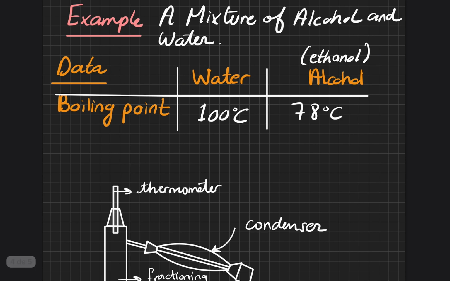I'm going to use an example. This example is a mixture of alcohol and water. So we have a mixture of alcohol with water. The mixture of alcohol and water is actually a homogeneous mixture. We know that because we can see only one phase. And the information that we have is that the boiling point of water is 100 degrees Celsius and the boiling point of ethanol, or alcohol, is 78 degrees Celsius. So we're going to think together and try to know how this separation technique will work.